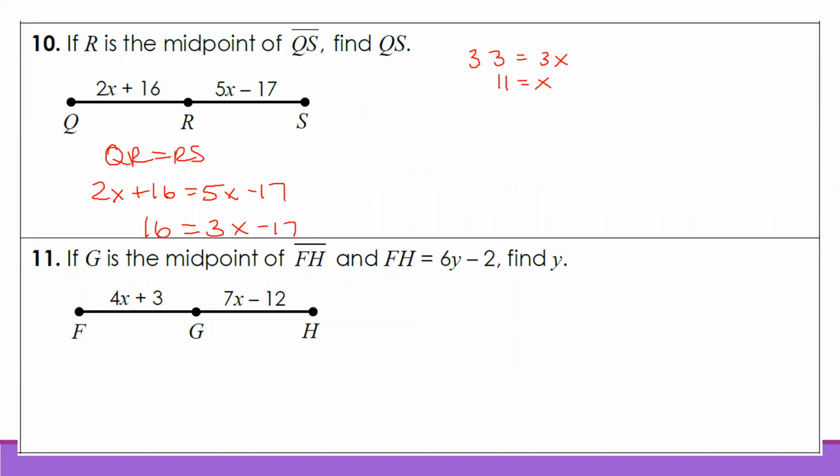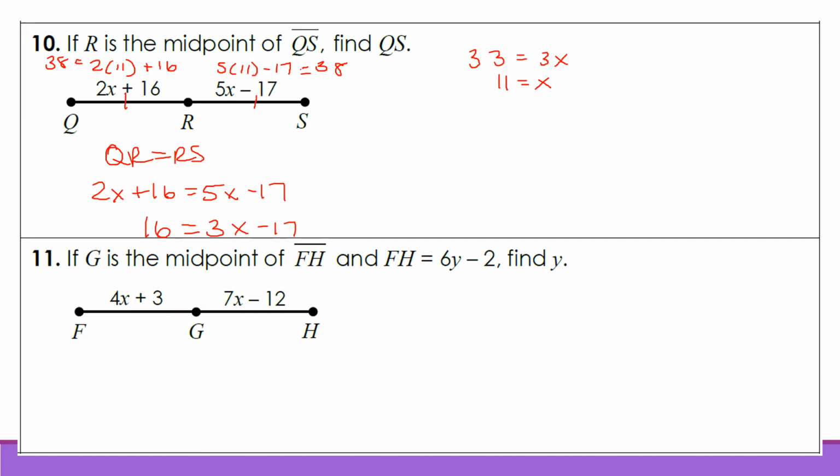So what I'm going to do is come over here and plug in 11 for each piece, each smaller segment. 2 times 11 plus 16, 5 times 11 minus 17. You can use a calculator to solve for those. You don't have to do this by hand if you don't want to. But these each equal 38, which makes sense. They have to be the same, right? Because that's what makes R the midpoint.